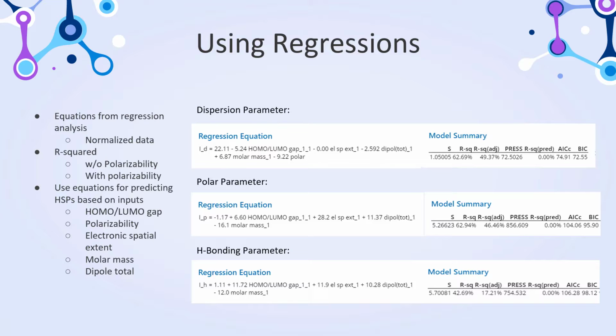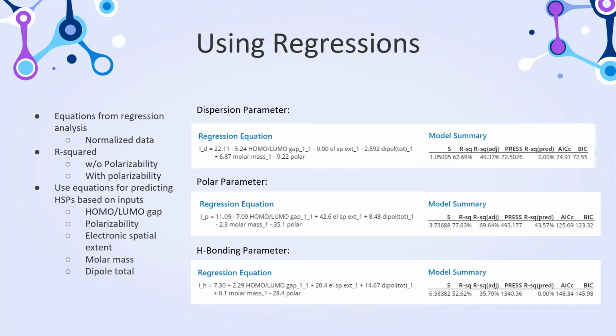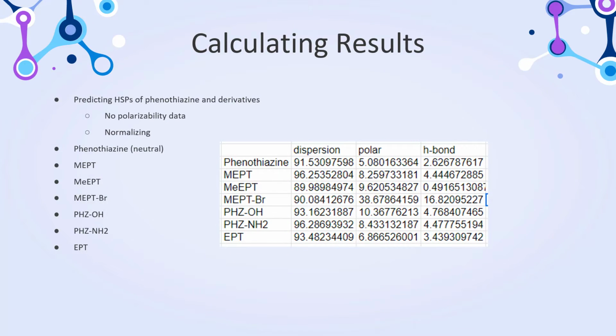As previously stated, I was not able to get the polarizability for phenothiazine or its derivatives, so I would not be able to use it as an input for calculations at this time, but hope to return to this in the future when I have that data. I was able to run calculations for all of the phenothiazine derivatives included in this project and received results for the 3 Hansen solubility parameters. These values were calculated using the regression equations generated with not normalized data and excluding polarizability as a predictor, because at this time I don't have the proper data to run a more accurate calculation, but I hope to be able to do so in the near future.